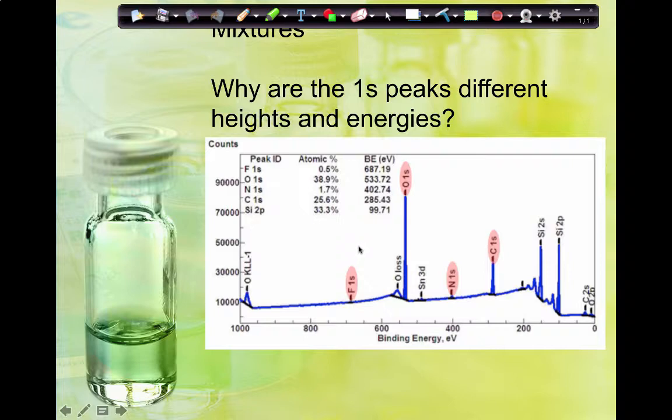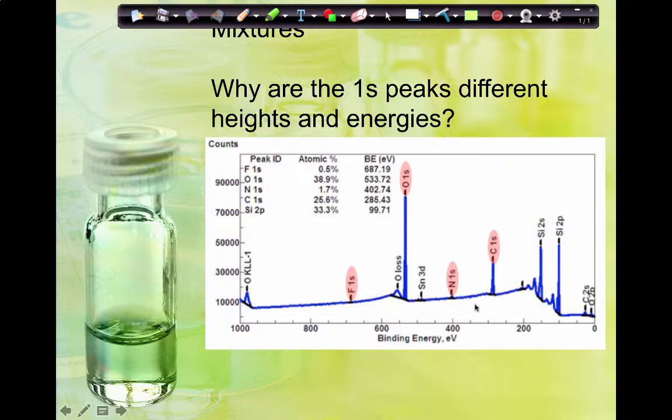Well, it's asking why the 1s peaks are different heights and different energy. Well, remember, the height corresponds to how many electrons we pulled from that group. Normally we only pull off 2 electrons. However, we have a mixture here of different elements. So if I'm looking at oxygen, oxygen has the highest percentage in this mixture. So we're pulling off more of oxygen's 1s electrons than any of the other elements. That's why they're different heights.